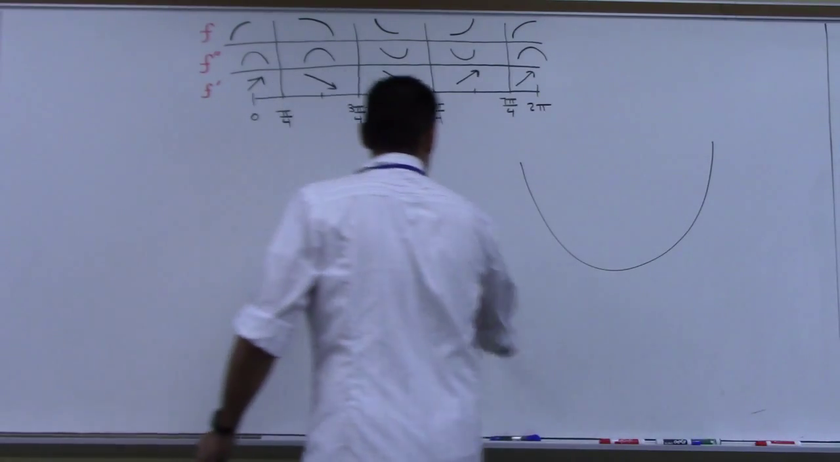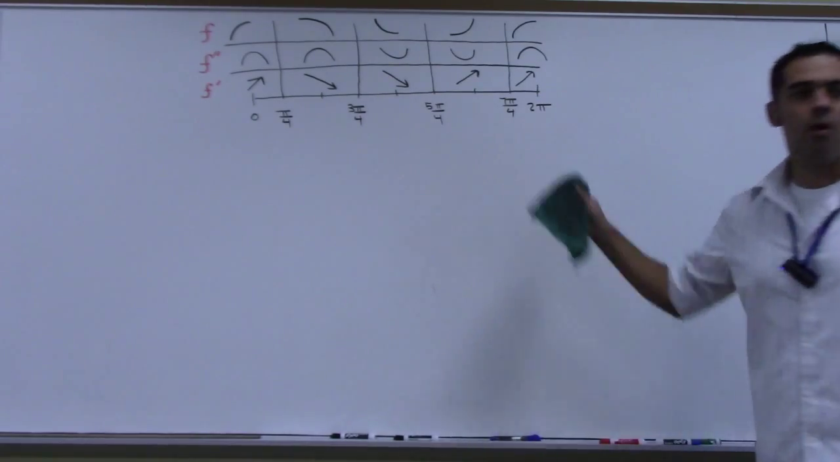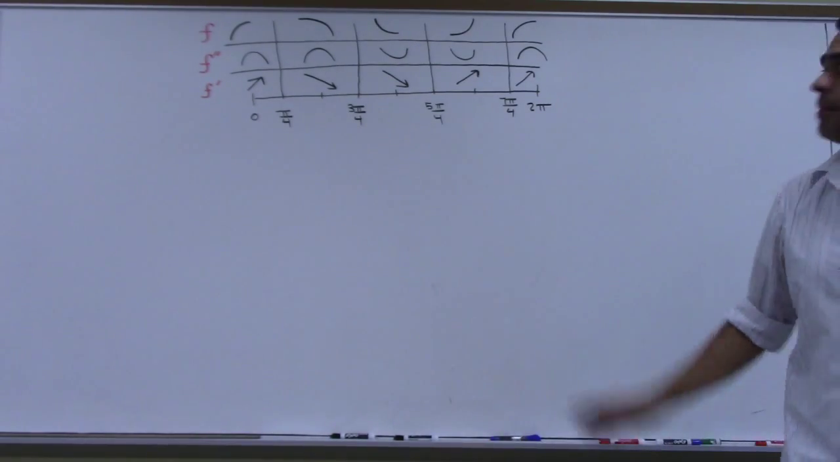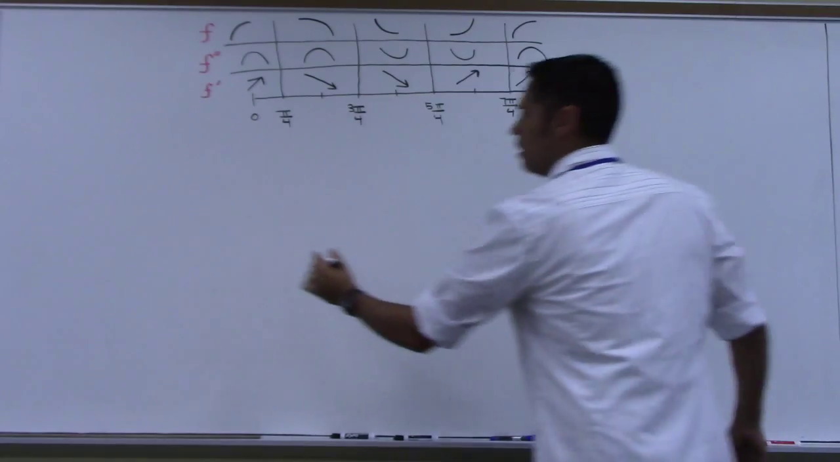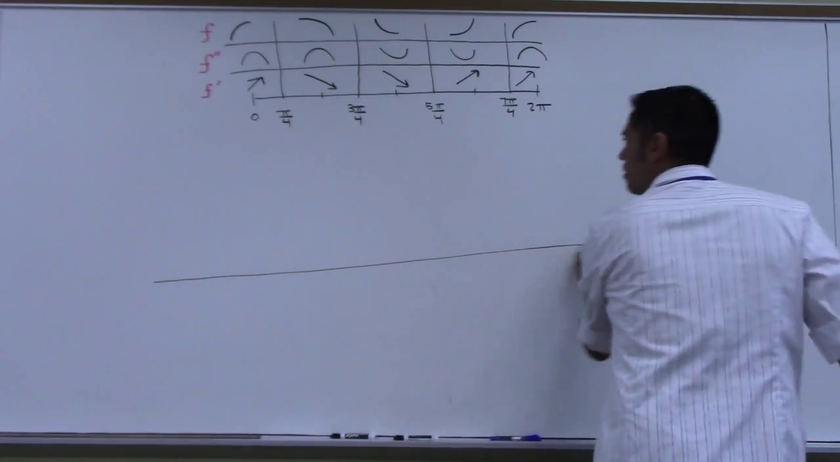Now, I said leave space below that, right? Below this, I'm going to draw the function, and I'm going to use this information to draw the function. So I'm going to draw it like this. Here's my x-axis.